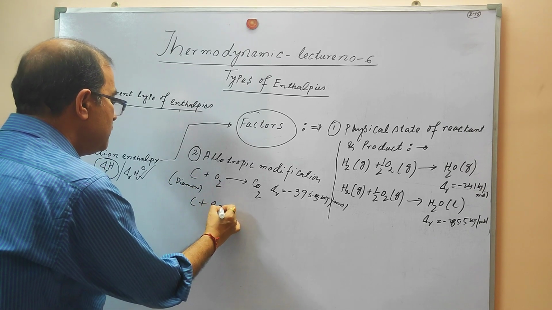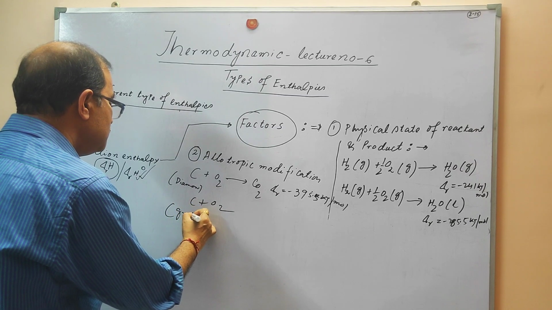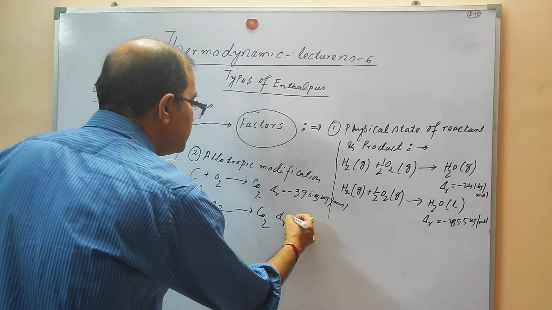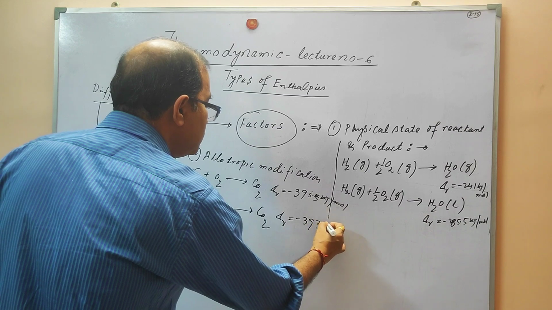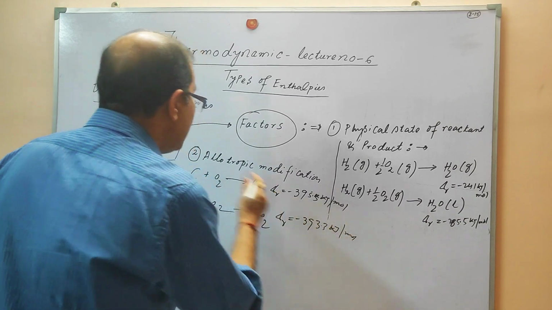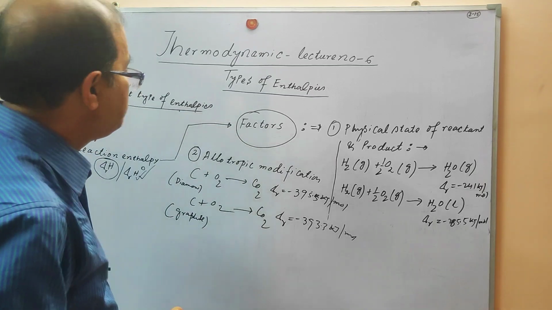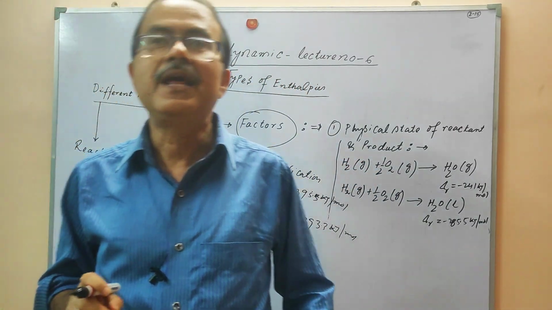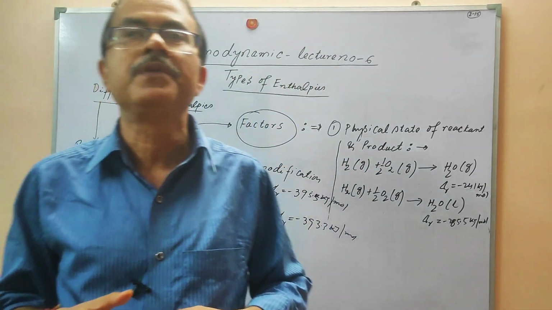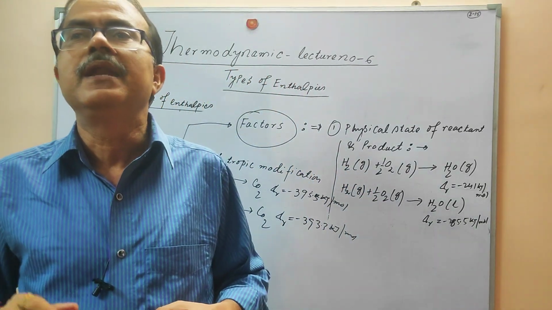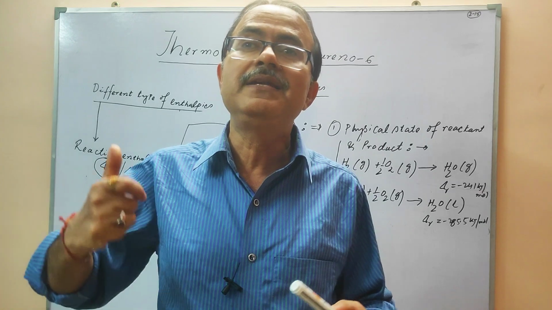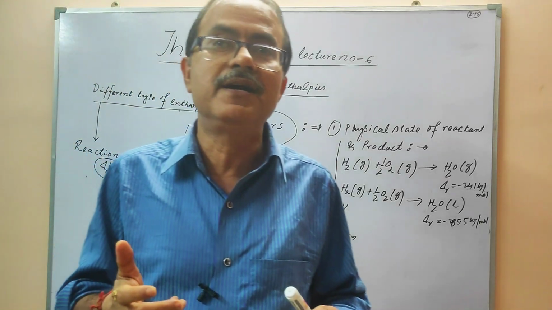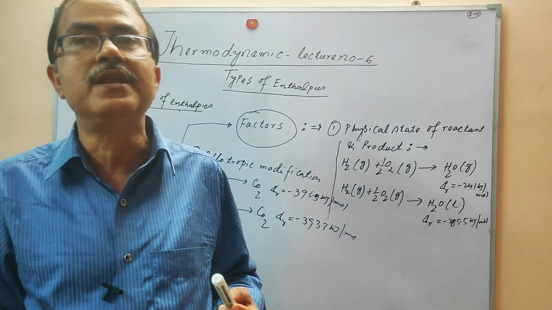When carbon plus oxygen, it is graphite, it will have a different reaction enthalpy, that is 393.3 kilojoule per mole. So allotropic modification also influences the enthalpy of the reactions. There are other factors that also influence this reaction enthalpy, like the nature of the reaction. If the reaction is reversible and is reversed, then the enthalpy change will be totally different.